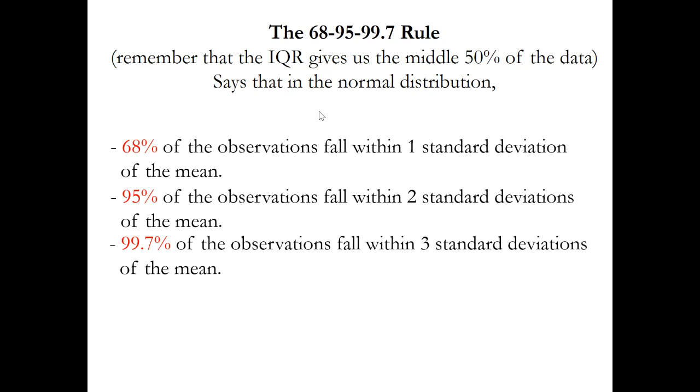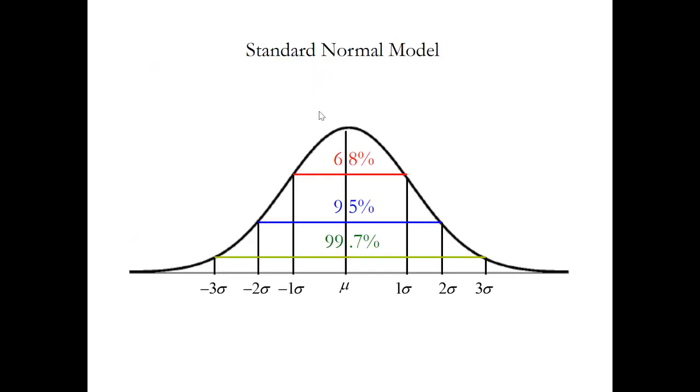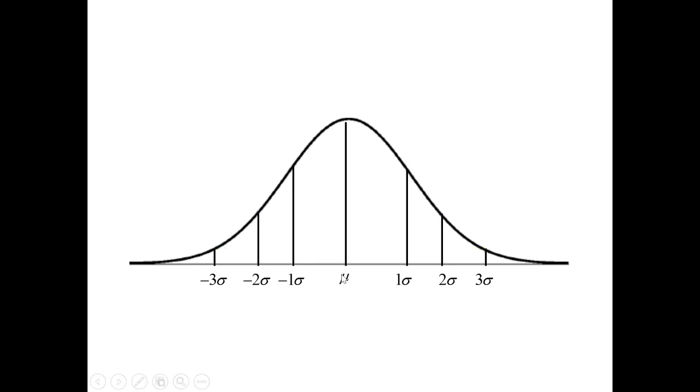Now, we can think about this for a second. With 99.7%, there's a little bit left over. 0.3% is left outside of those 3 standard deviations. Since my data is symmetrical, half of that is going to be on the left, half on the right. We can also draw these pictures. So this is what I'm talking about. In our standard normal model, we have our mean right here.